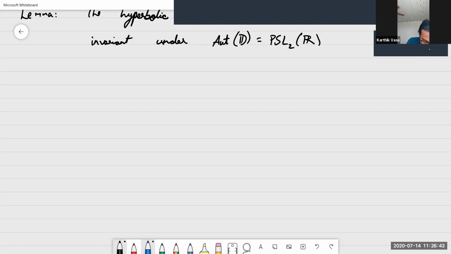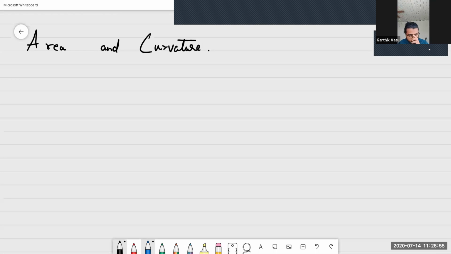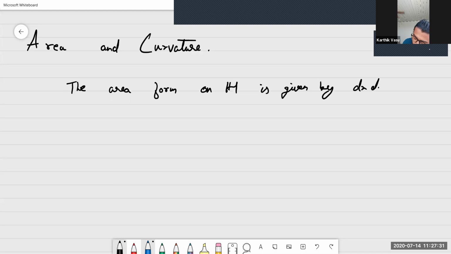Now we move on to area. Up to now we had a Riemannian metric which gave us a way to measure lengths of curves. Using the length of curves, we were able to define distance. Now using the same Riemannian metric, we can also define an area form so that we can talk about area and volume. The area form for our upper half space will be dx dy by y squared.